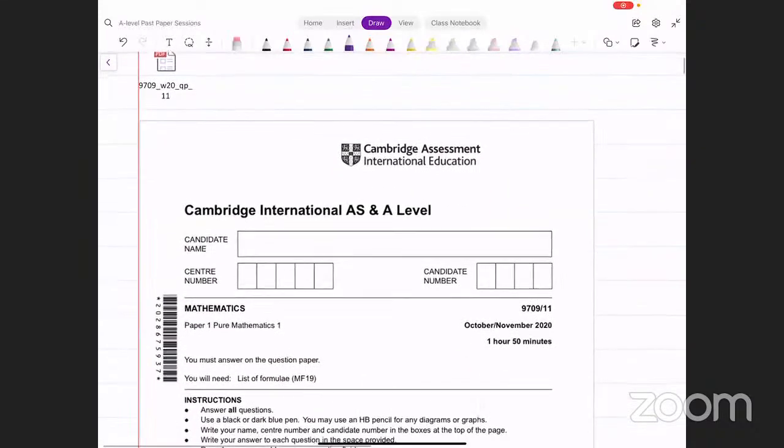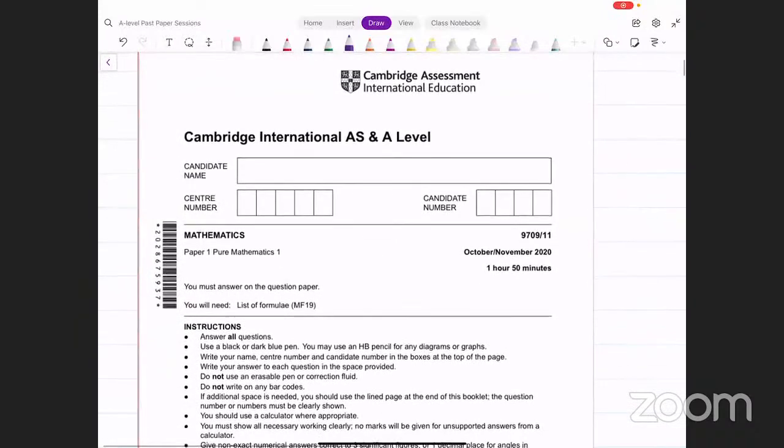So in this session, we are going to do this paper, November 2020, paper 1, variant 1. That's what we are planning for this session.